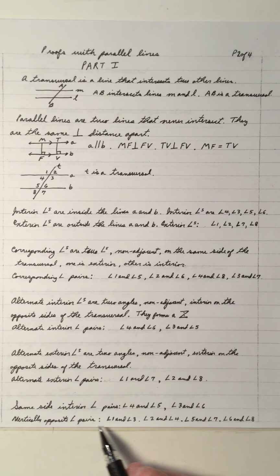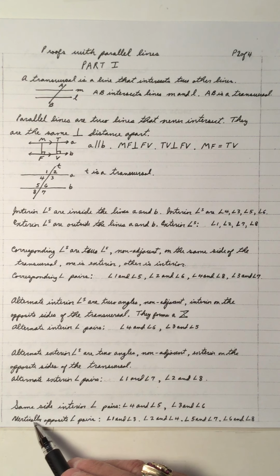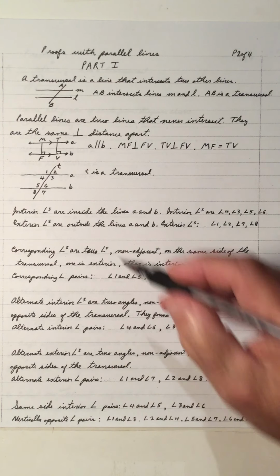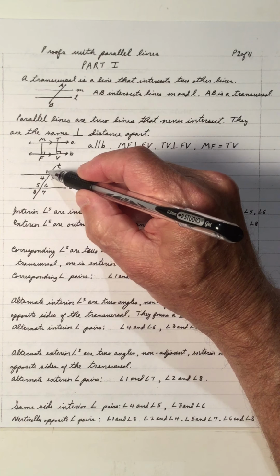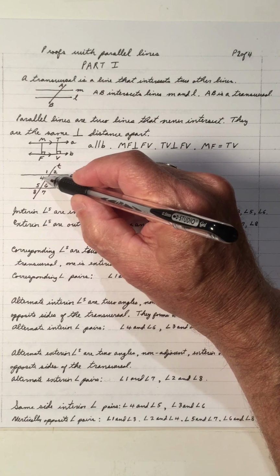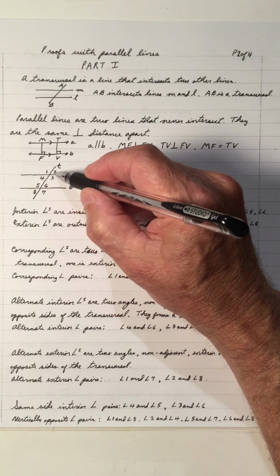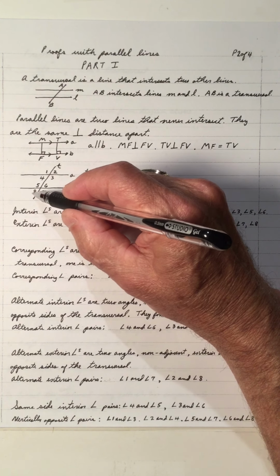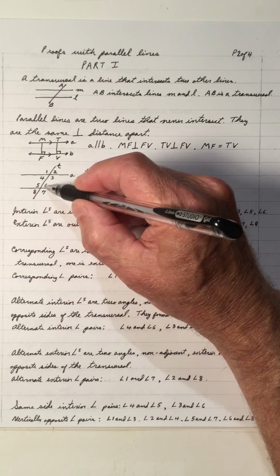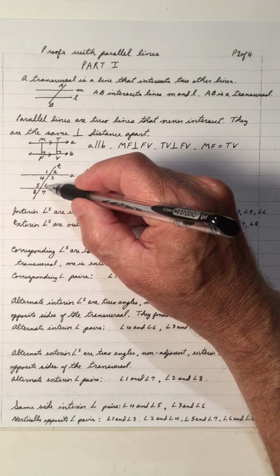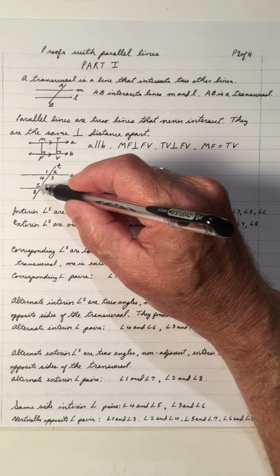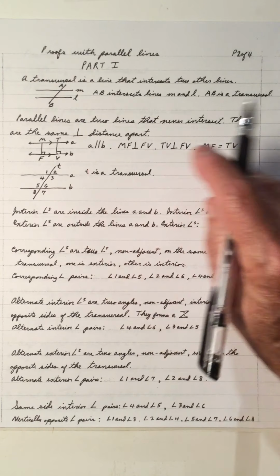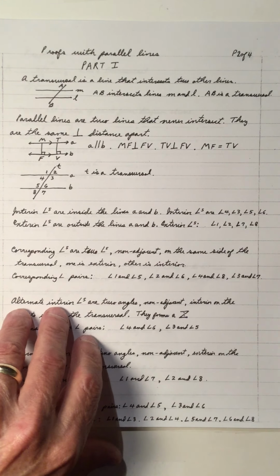And another pair of angles is what we call the vertically opposite pairs. Vertically opposite angle pairs: 1 and 3 are vertically opposite, across from each other. 2 and 4 are vertically opposite, across from each other. 5 and 7 are vertically opposite angles across from each other. And 6 and 8. They're formed by intersecting lines, across the vertex, opposite of each other. So again, 5 and 7, 6 and 8, 1 and 3, 2 and 4 are vertically opposite angles.